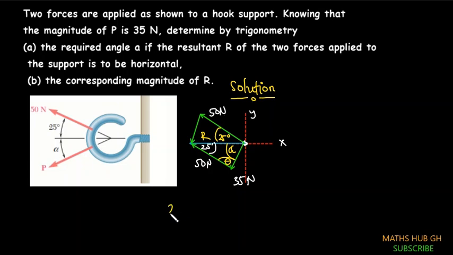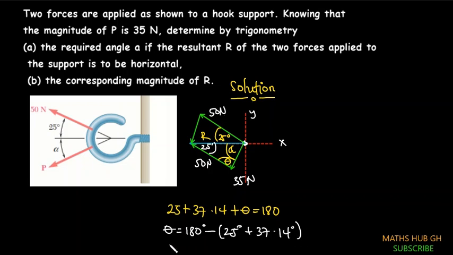To find theta, you're going to have 25 degrees plus angle alpha, which is 37.14, plus theta, and all that should give us 180, because the sum of the angles in a triangle should be equal to 180. So we now solve for theta. Theta is equal to 180 degrees minus 25 degrees plus 37.14 degrees. Let's simplify this and see what you're going to get for theta. I'm going to punch everything at once. So we have 180 minus 25 degrees plus 37.14 degrees. That will give us a value of 117.86 degrees. So that will be the angle opposite to the resultant force.